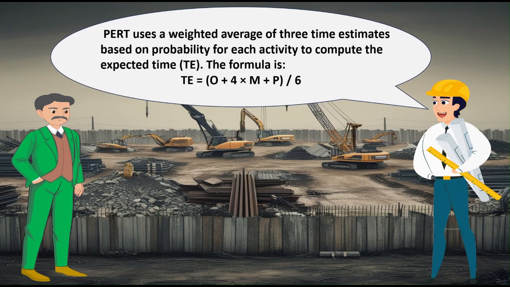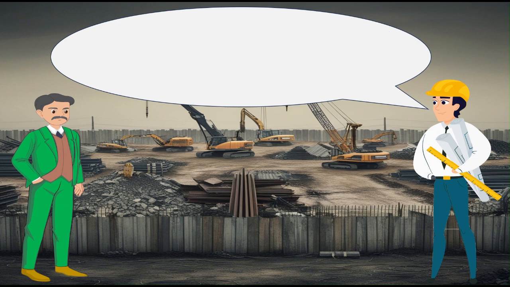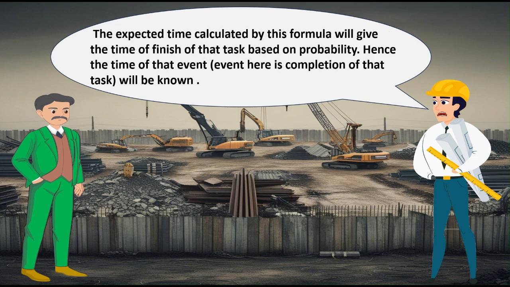PERT uses a weighted average of the 3 time estimates, based on probability for each activity, to compute the expected time, TE. The formula is TE equals (O plus 4 times M plus P) divided by 6. The expected time calculated by this formula will give the time of finish of that task based on probability. Hence, the time of that event, here the completion of that task, will be known.